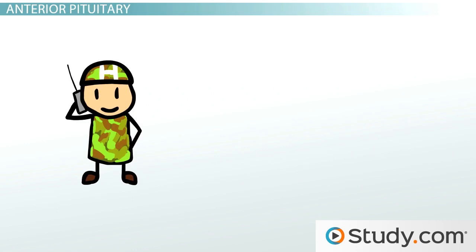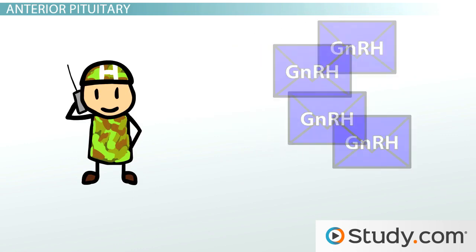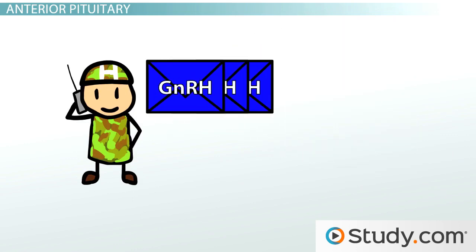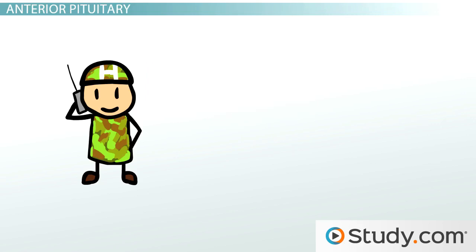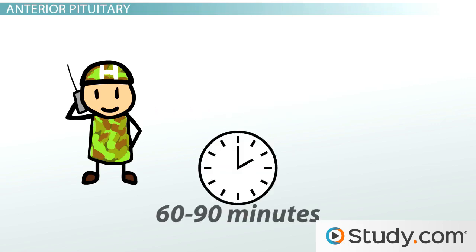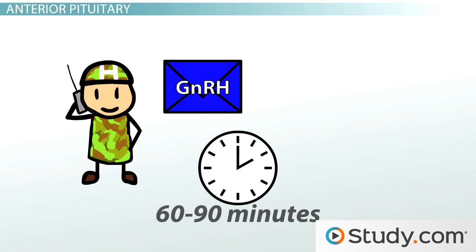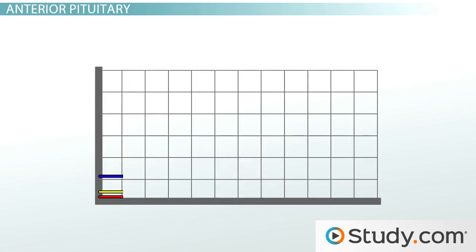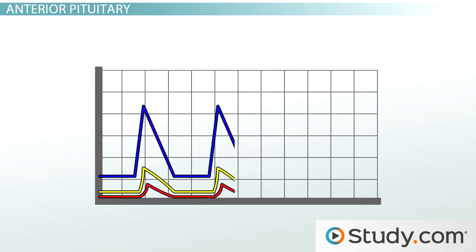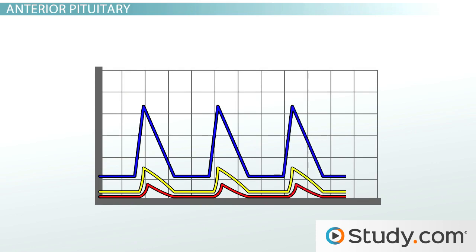You see, GnRH isn't just released all at once, nor is it released all the time. It's actually released in pulses, about every 60 to 90 minutes. Similarly, as GnRH is released in pulses, it creates similar pulses in the gonadotropins that it triggers. So when GnRH is high, then gonadotropin release is also high. And when GnRH is low, gonadotropin release is also low.